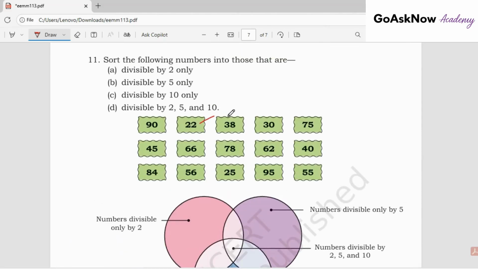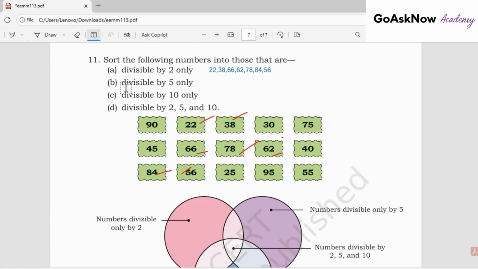Okay, now let us check. 22 ends with 2, then 38, 66, 62, 78, 84, 56. These are divisible by 2. Let us write those that are divisible by 2: 22, 38, 66, 62, 78, 84, 56.